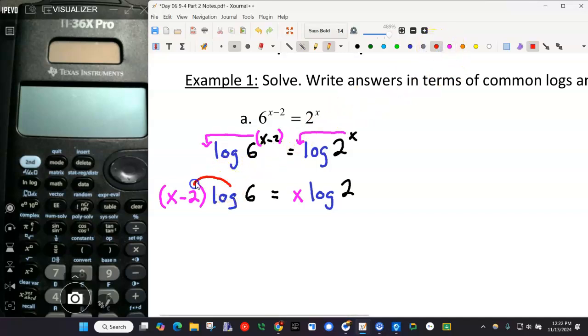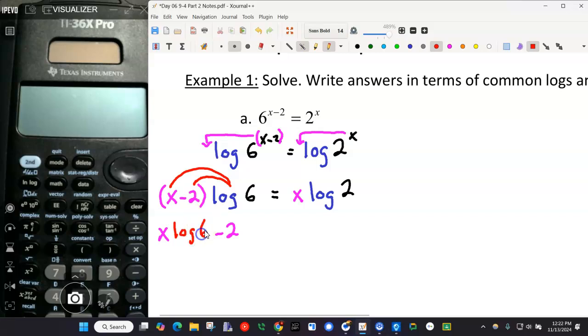this log. And just like I said before, usually what we distribute is in front of the parentheses. With logarithms, usually it's after them, right? So we have to distribute each one of these. So we're going to have x log of 6 minus 2 log of 6.